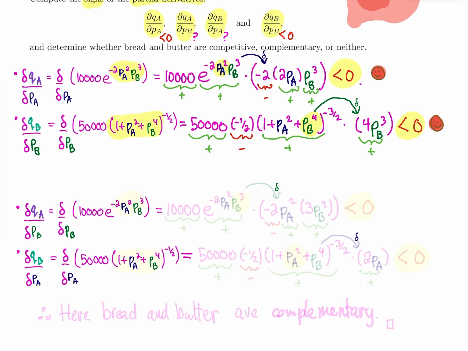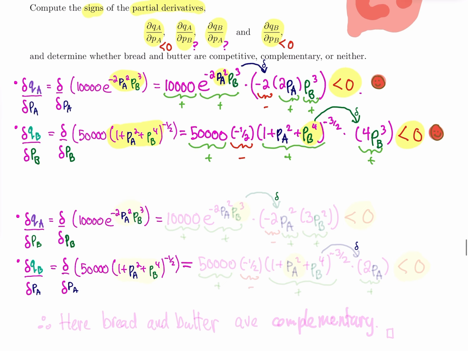All right, now the fun begins. So let's compute the partial derivative of QA with respect to PB. So what happens when you raise the price of butter? So what happens to the demand of the bread? Okay, so that's the idea here. So we're starting with QA again. So again, here we have e to the power of something, where inside the exponent we have PB. So we're focusing on PB now.